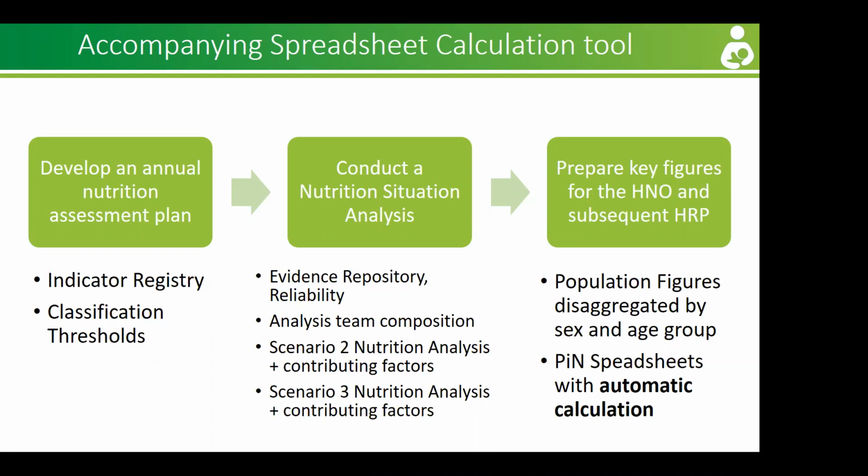When it comes to the preparation of key figures for the HNO and the subsequent HRP, we also have spreadsheets where we can enter all the latest population figures, disaggregated by sex and age group, as well as disability if available, and automatic calculations of the PINs for each of those three categories: acute and chronic undernutrition, infant and young child feeding practices, and also micronutrient deficiencies.